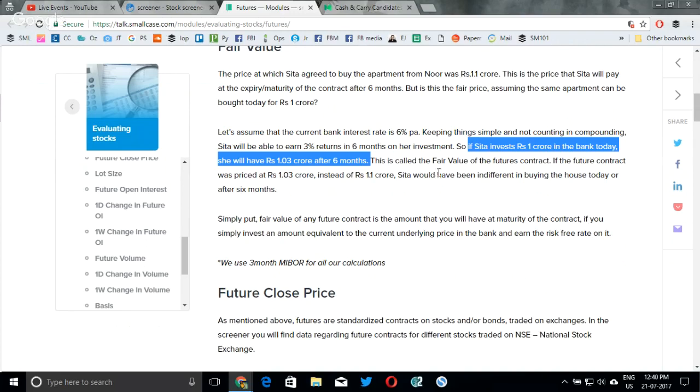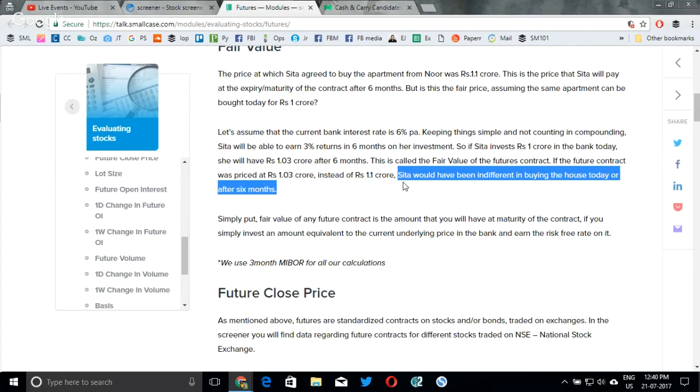Basically, a price where Sita would have been indifferent in buying the house today or after 6 months is the fair value of the particular contract or the underlying asset in the future contract. That is, if the spot price of any security or commodity currently is X, and you decide to invest this X amount in the bank and earn the risk-free interest rate, you will have, let's say, 1.03 in this example, 1.03x at the end of the 6 months. Now this becomes the fair value.